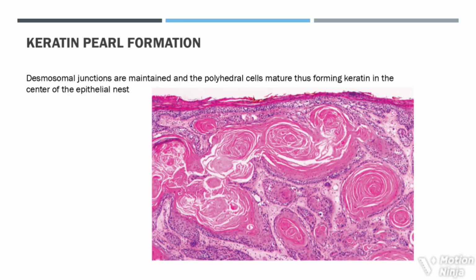The last feature of dysplasia is keratin pearl formation. The desmosomal junctions are maintained and the polyhedral cells mature, thus forming keratin in the center of the epithelial nest, which appears rounded with a pearl-shaped appearance.